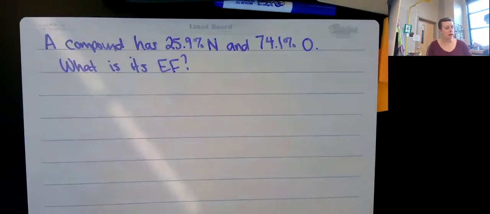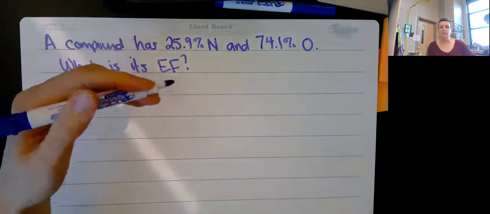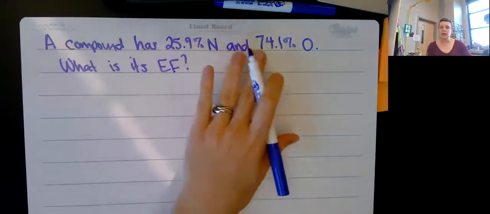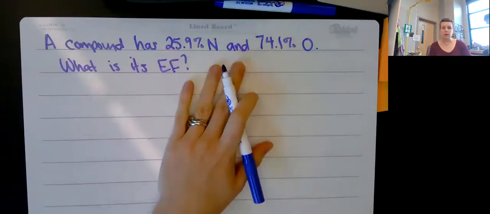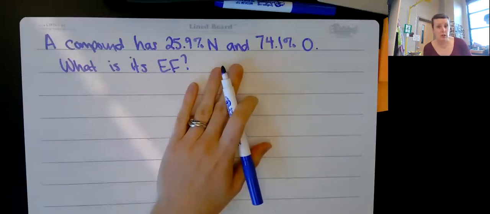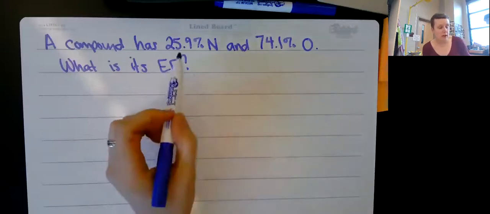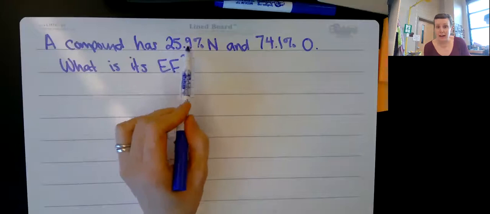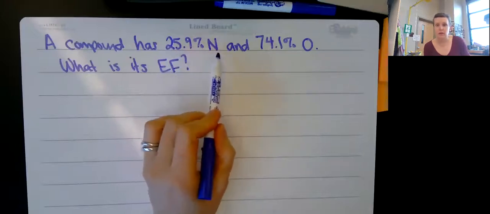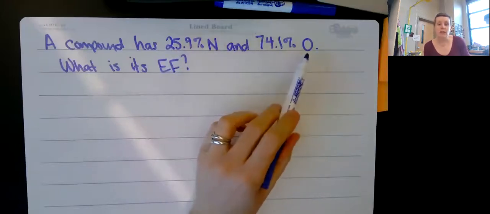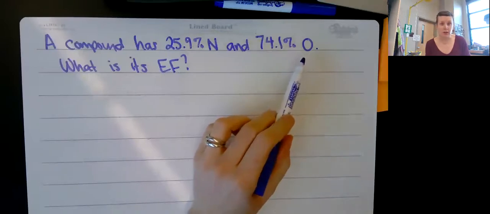Okay. Again, the mass percentage, this is percent composition. So from the first part of chapter 10.3, we learned percent composition. And percent composition is all based on mass. So 25.9% of the mass of the compound is nitrogen. 74.1% of the mass of the compound is oxygen.